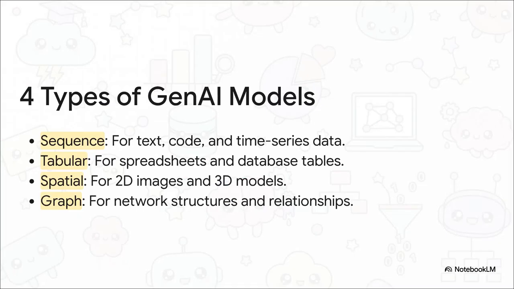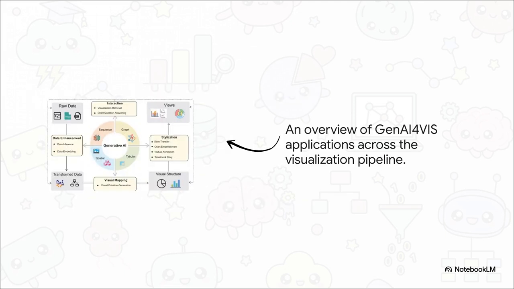And the engine driving this whole pipeline? It's powered by 4 main types of generative AI models. Think of these as your specialized tools for different jobs. You've got sequence models, tabular models, spatial models, and graph models. And we're about to see exactly how these get used. And boom, here's how it all fits together. This is basically our roadmap. You can see the raw data coming in on the left. It moves through those 4 stages of the pipeline we just talked about, and it's being worked on by those different AI models in the middle. And what comes out the other end? These beautiful, clear, interactive views on the right.